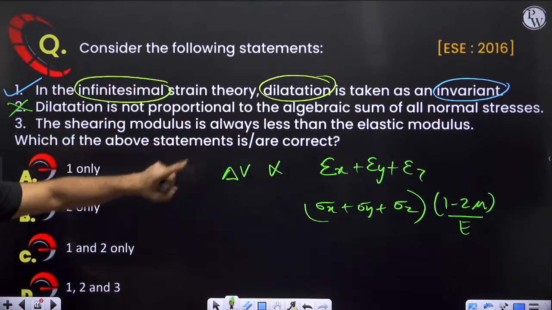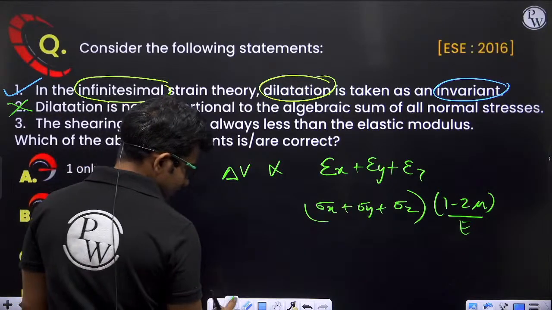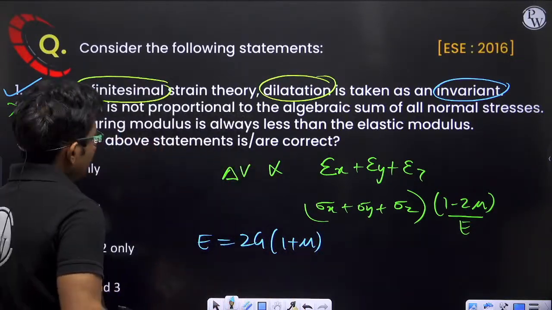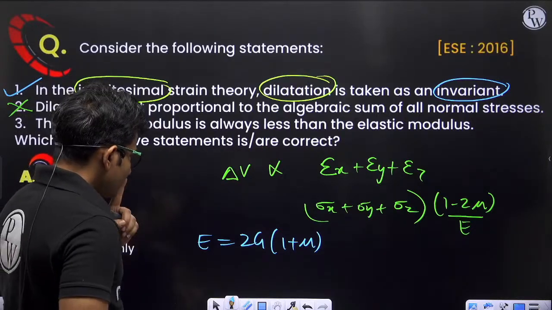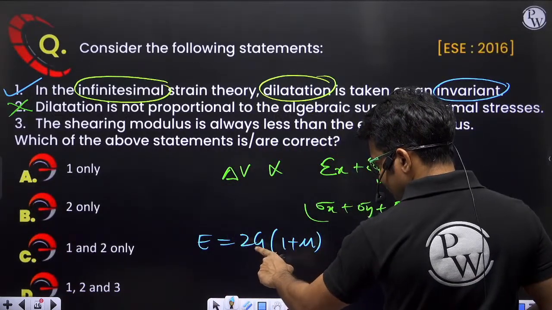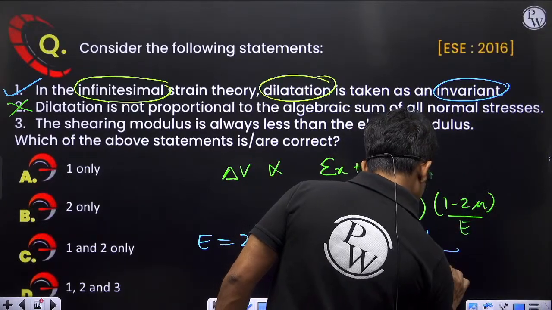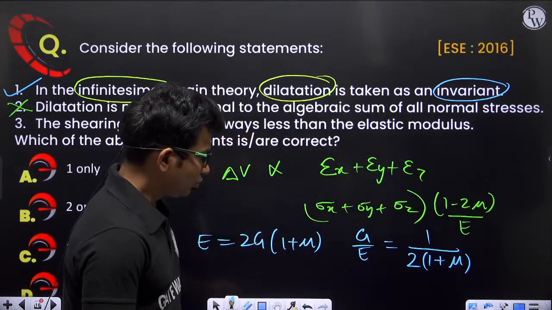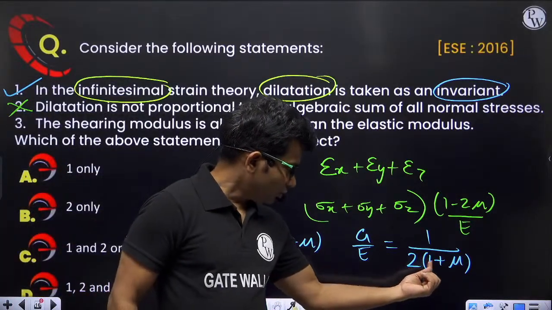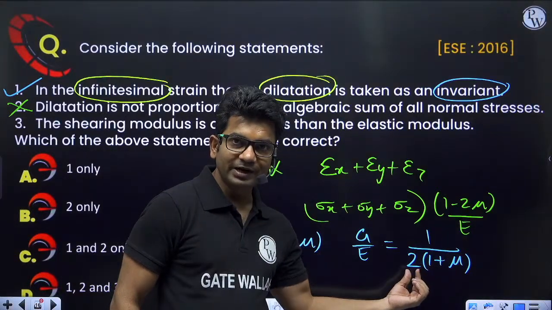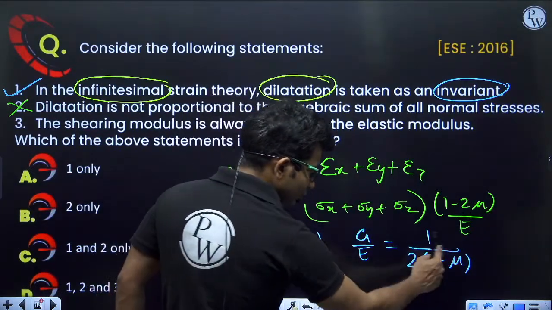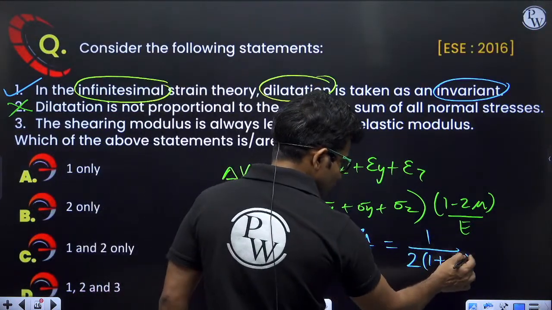Next, the shearing modulus is always less than the elastic modulus. Let us see the relationship between shearing modulus and elastic modulus. E is equal to 2G into 1 plus mu. So G upon E is 1 upon 2 into 1 plus mu. Now we have to find out if this value is greater than 1 or less than 1. 2 into 1 plus mu is always greater than 1, so this denominator is always greater than 1, and this value is always less than 1.